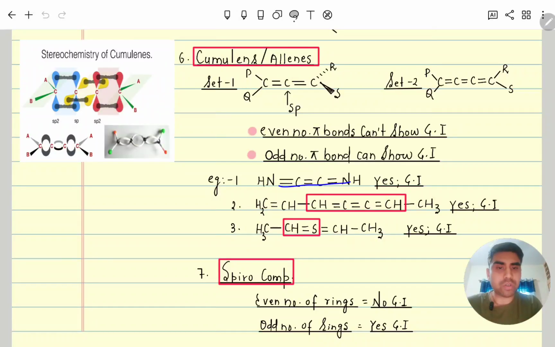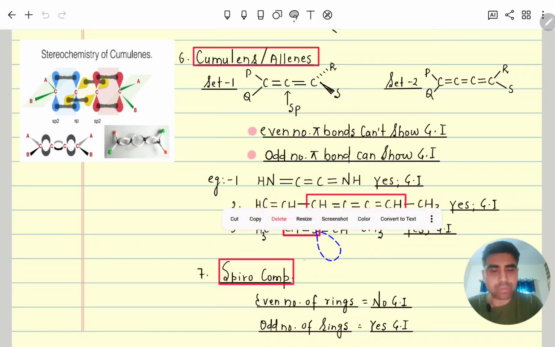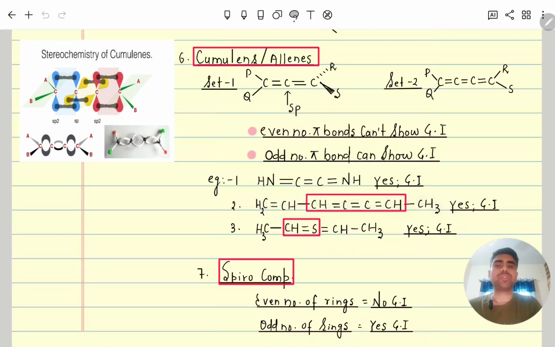So here this is an odd number, yes, GI. Here this is a conjugated diene system and it is odd, yes, GI. Here we can see an even number, but along with that, sulfur is a third period element. So from the third period onwards, all those elements also have a lone pair. So due to the presence of the lone pair, we can consider it odd. So here hydrogen and CH3, PQ is different, and this double bond along with the lone pair, so this one can also show GI.